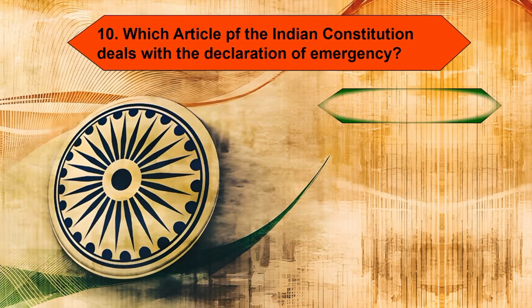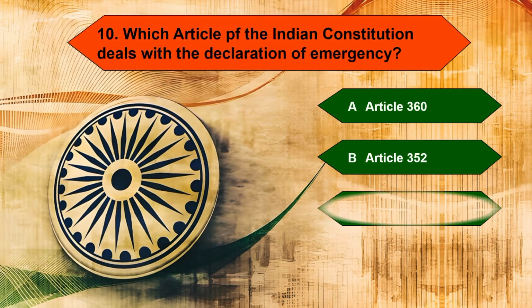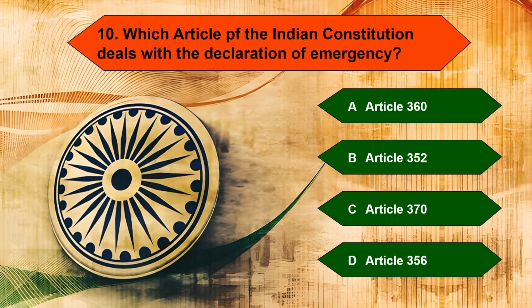10th, which article of Indian Constitution deals with the declaration of emergency? A. Article 360. B. Article 352. C. Article 370. D. Article 356. B. Article 352.